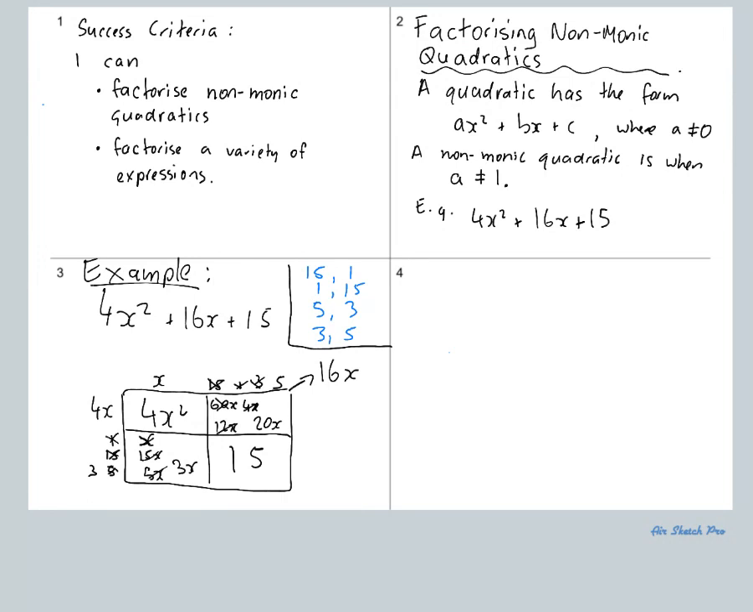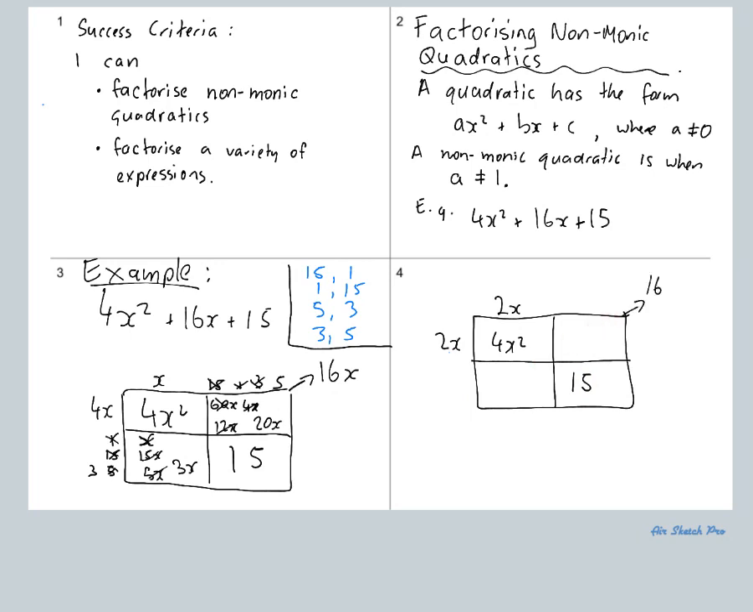We need to draw the box again and attempt the same situation, but consider new pairs here. So in this case, I'm going to go 2x and 2x will give me my 4x squared. And now I need to consider pairs of numbers that will multiply together to give me 15, that will cross to give me 16x. Okay, so we're repeating the process again, but we're using a different starting pair of values for the x squared term.